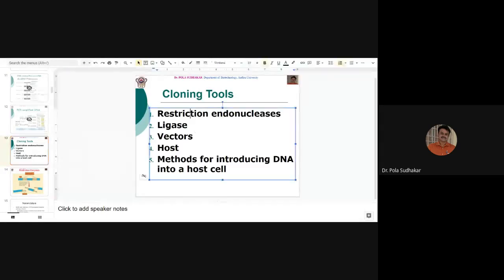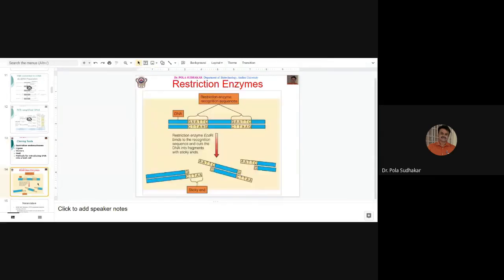The first tool is restriction endonuclease. For DNA cloning, we need many enzymes and machinery. So the first tool is restriction endonucleases. Then, what is restriction and what are restriction enzymes? Restriction enzymes are the enzymes that cut DNA at specific sites.